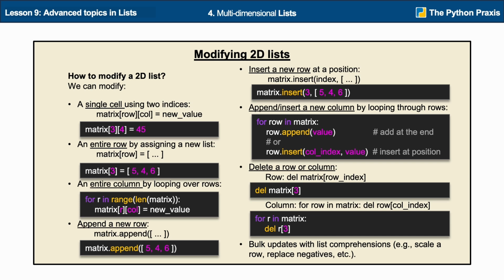Deleting a row is direct. We write the keyword del, followed by the name of the list, and in square brackets we put the index number of the row to be deleted.